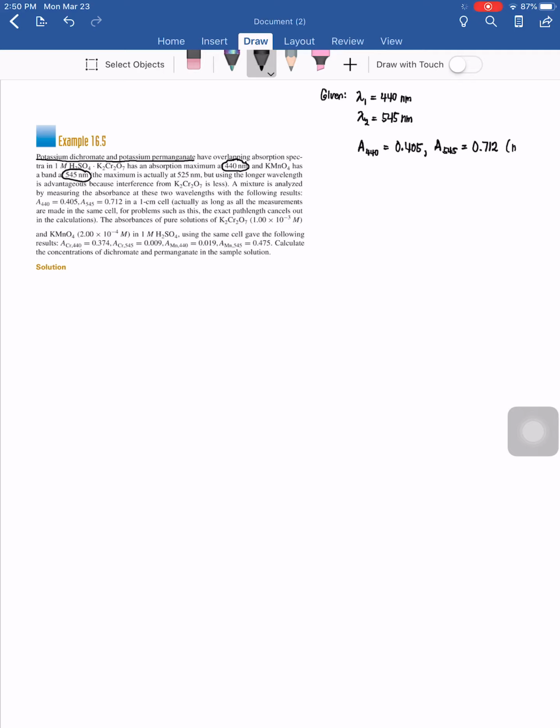We take note that this particular set of values is for the mixture of the two. And all of this is being done in a 1 centimeter cell. So that gives us the value of our b, the path length, or the length at which the light travels as it moves through our sample, equal to 1 centimeter.